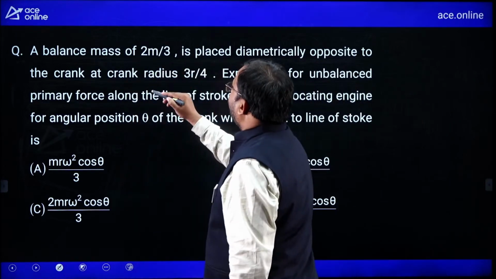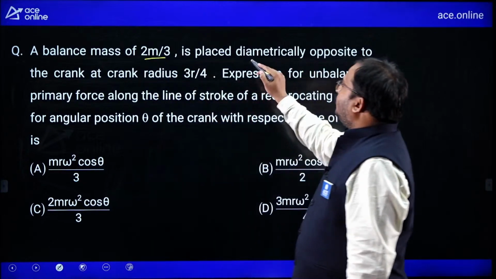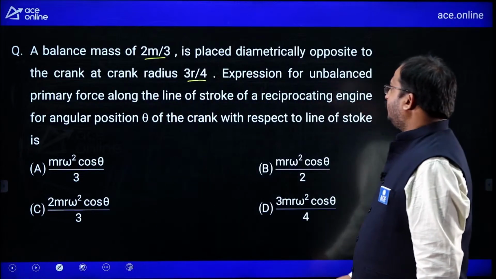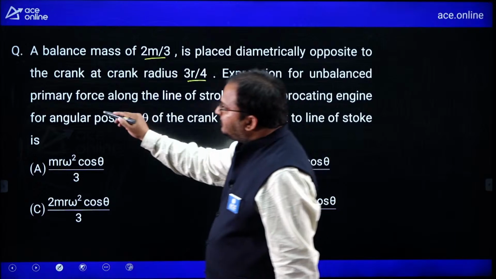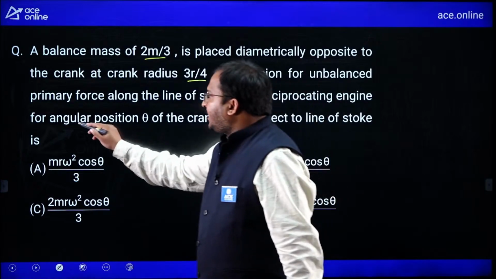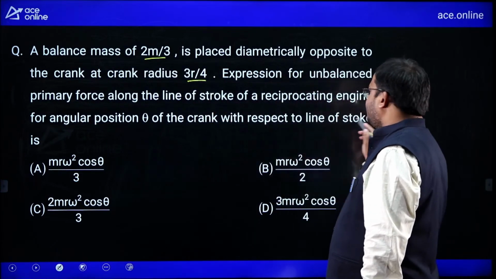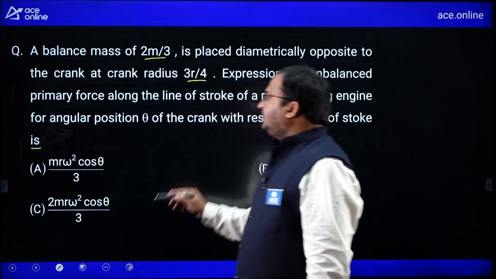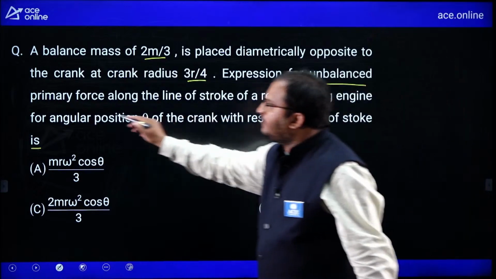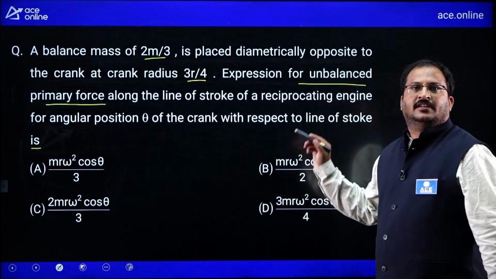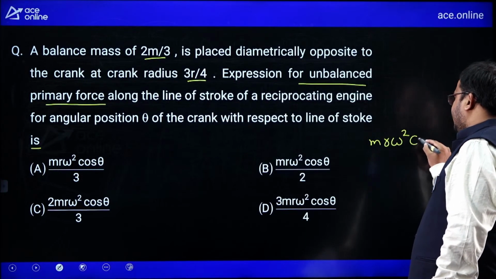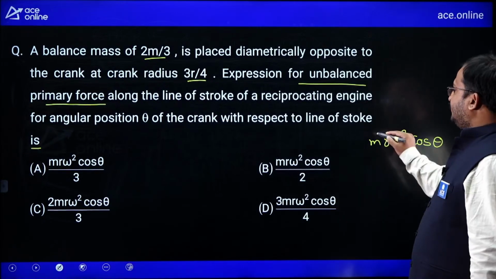A balanced mass of 2m/3 is placed diametrically opposite to the crank at crank radius 3r/4. The expression of unbalanced primary force along the line of stroke of a reciprocating engine, for angular position theta of the crank with respect to the line of stroke, is. So with respect to the line of stroke, we have to find the expression for the unbalanced primary force. Okay, now for this the formula will be mr omega square cos theta. Okay, this is the formula.